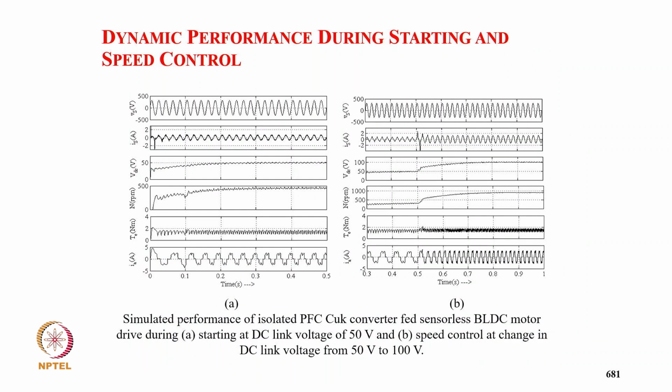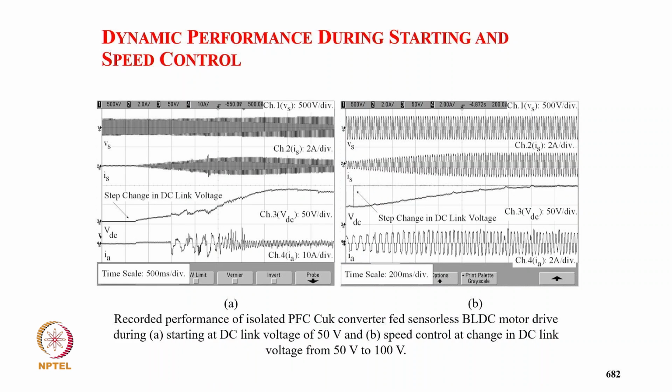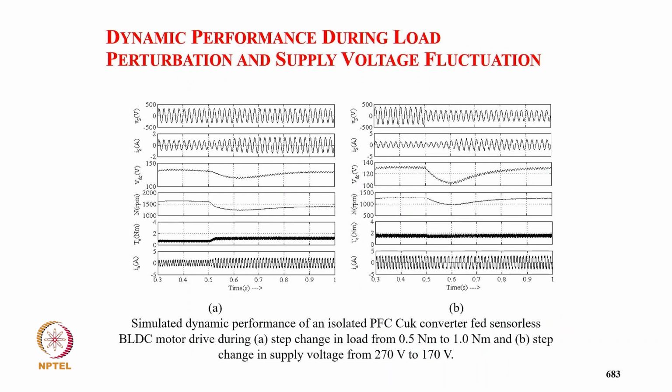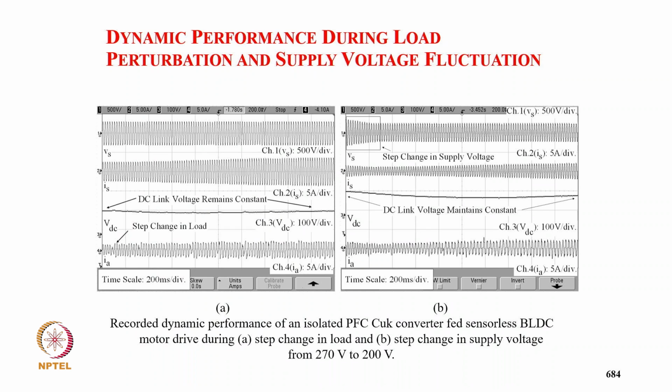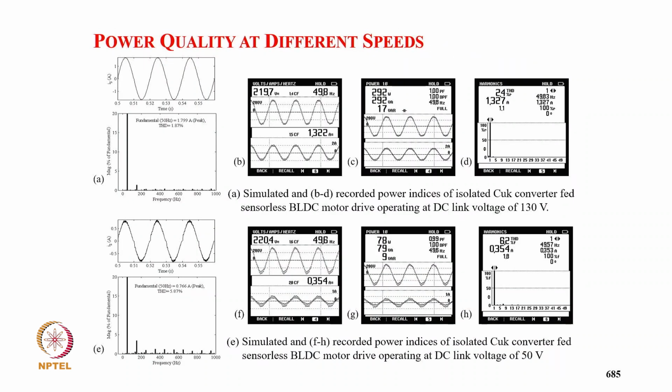And this is the starting performance, and the DC link voltage control is the speed control. Then the experimental result for starting and DC link voltage control for speed control, then the load change 0.5 Newton meter to 1 Newton meter, and the supply voltage change 270 to 170 volt. Then the experimental result for load change and supply voltage change for 270 to 200 volt.